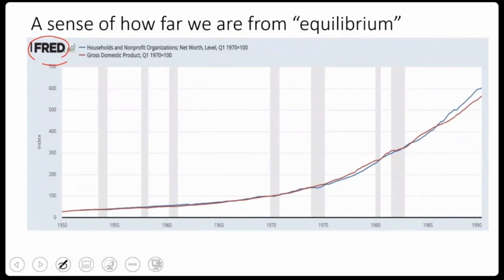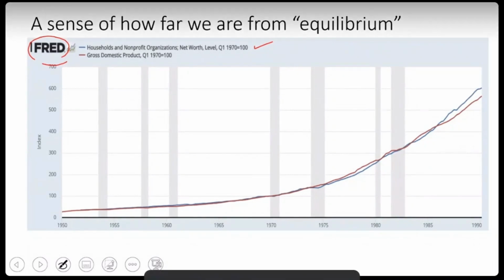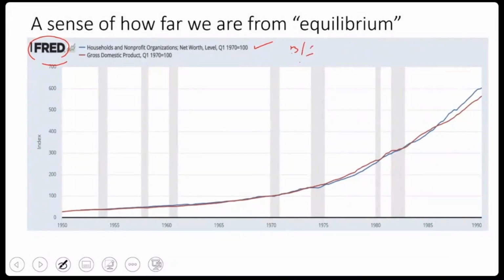Let me explain this chart to you in a very simple manner first. This blue line here is basically household net worth. You can basically take it as a household's balance sheet. And as we all know, a balance sheet contains assets and liabilities. Net worth is when assets exceed liabilities, you have positive net worth. And what are your assets? Your assets are basically your stocks, your bonds, real estate, and so on and so forth. These are all your assets.